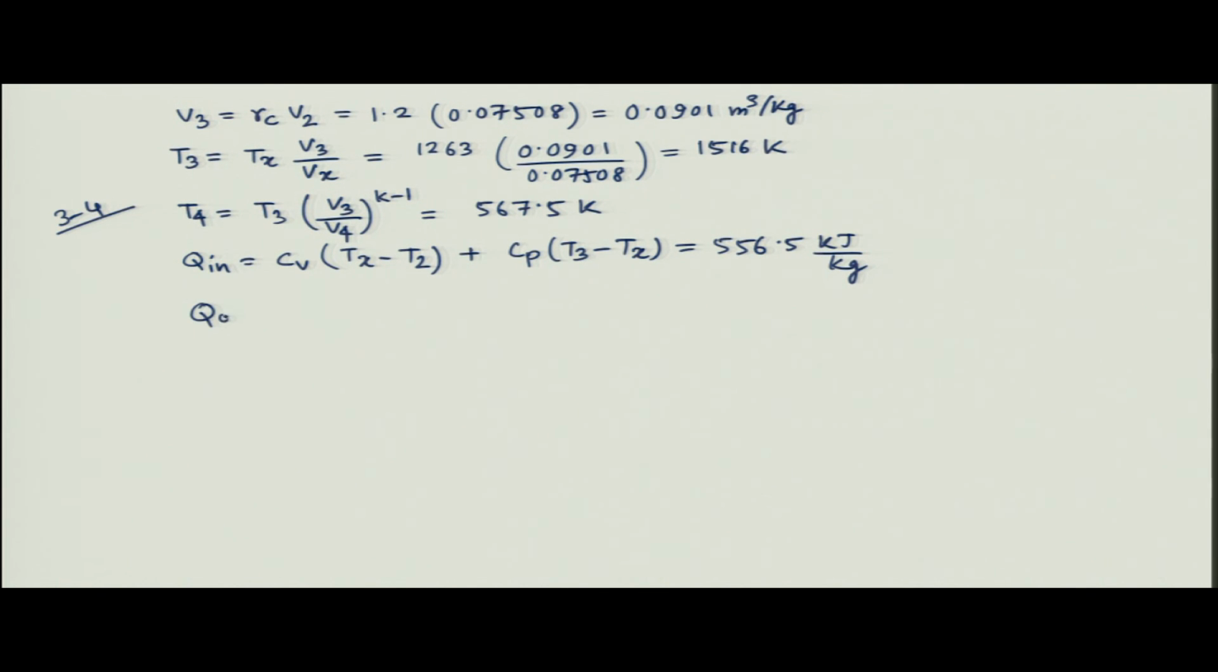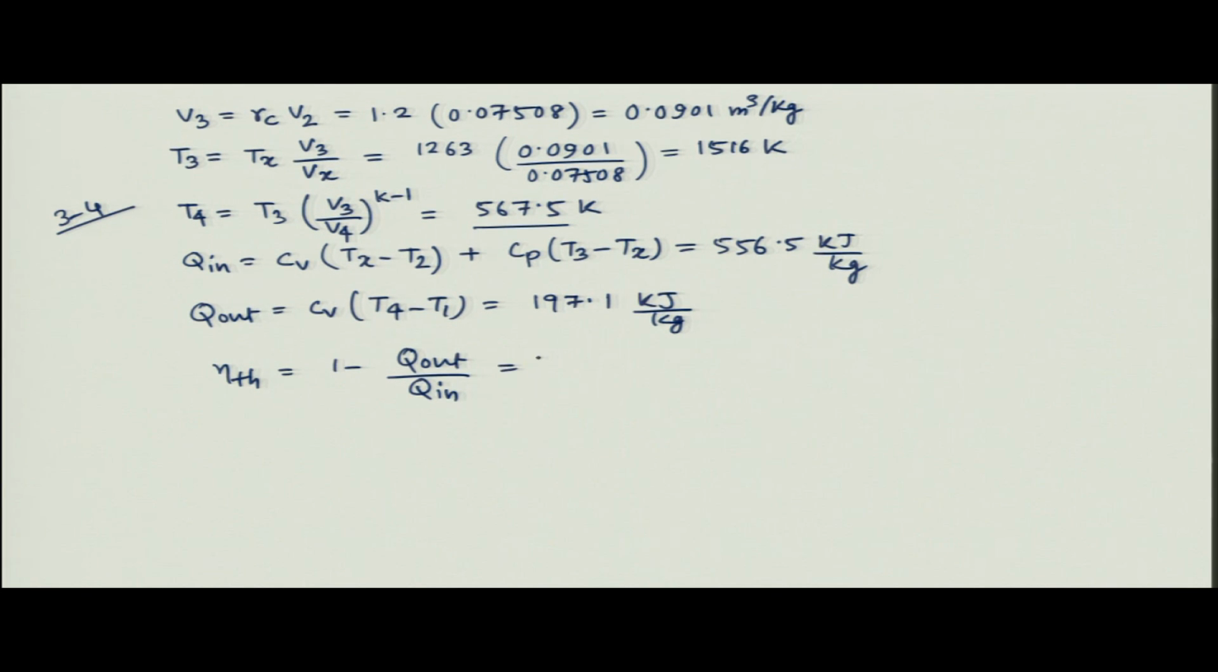The amount of heat rejected is Cv times T4 minus T1. So, T4 is 567.5 and T1 is the temperature 293 Kelvin. So, you can find Q out as 197.1 kilojoule per kg. Then finally, we can find the thermal efficiency, which is 1 minus Q out upon Q in, and if you substitute these numbers in this expression you will get 64.6%. So, the efficiency of the dual cycle is 64.6%.